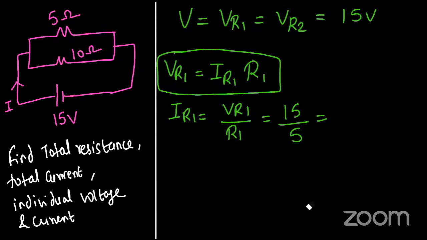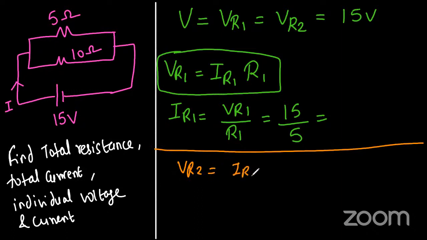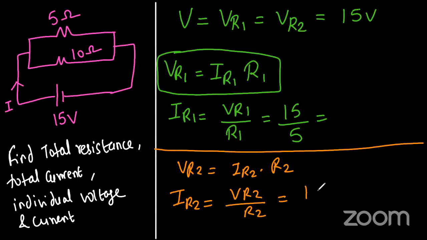Use the same method for IR2. VR2 is equal to IR2 into R2, so the value of IR2 is VR2 divided by R2, so it's 15 divided by 10. Just give the answer in the chat box. What will be the answer for IR1 and IR2? I'm waiting.